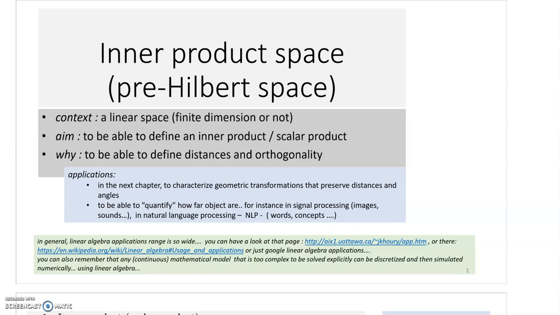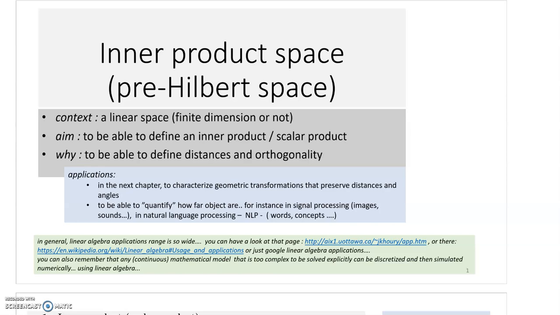Hello and welcome to our new chapter. It's called Inner Product Space, or if you want nice words, you can call that pre-Hilbert space. Hilbert being a German or Austrian mathematician from the 19th century.